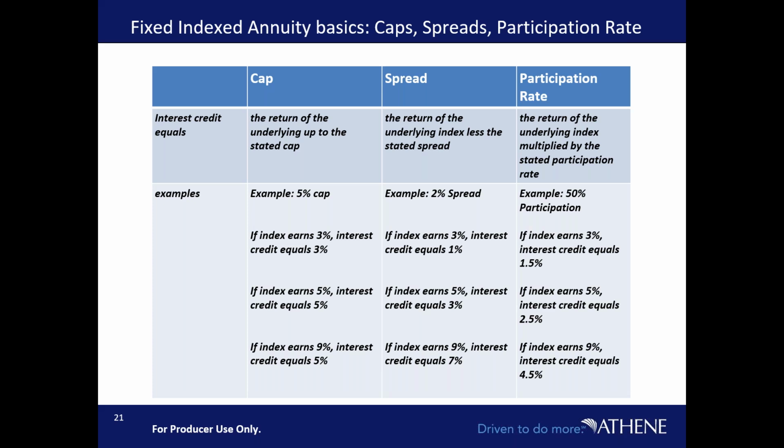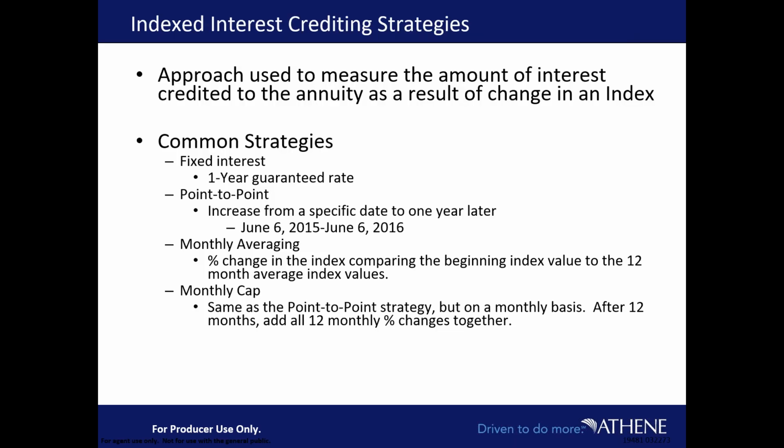If the index earned 5%, the interest credited to the client would be 2.5%. Again, 50% participation in the index returns. And then if the index returned 9%, the interest credited would be 4.5%. Again, half of the 9 at 50% participation in the index return.